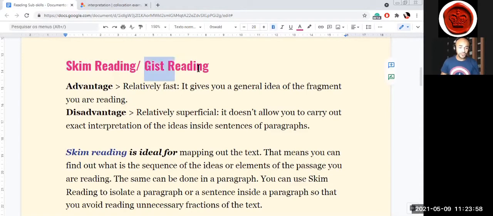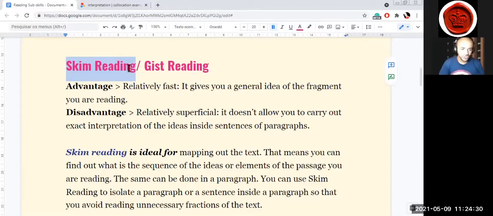Skim reading is also referred to as gist reading. Well, I really like the expression skim reading because of the poetry behind it. When you get the milk from the cow, the raw milk has a coat on top that is an accumulation of fat, and that cream on top of the milk that's rich in fat, we usually call it the cream. And when you remove this upper layer of the milk, you call that skim.